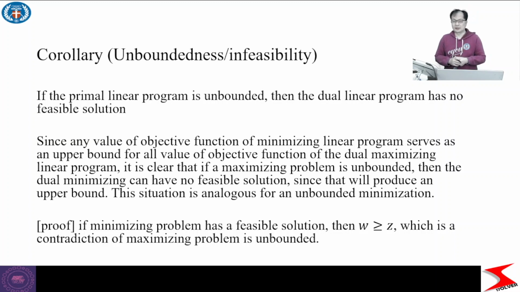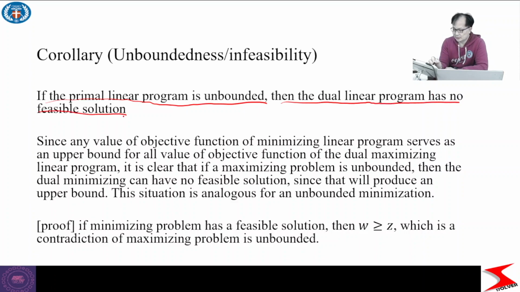Now we have another corollary, which represents unboundedness and infeasibility. There is a lot of text here, so I will read it. If the primal linear program is unbounded, then the dual linear program has no feasible solution.